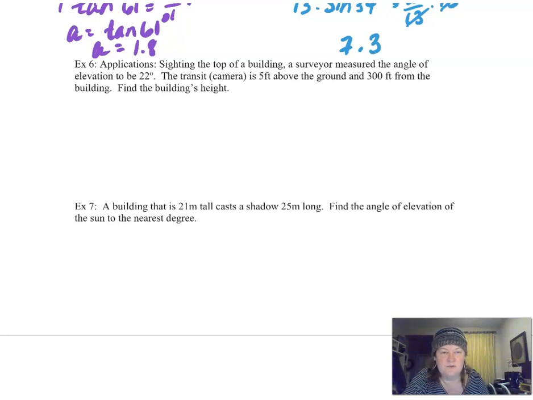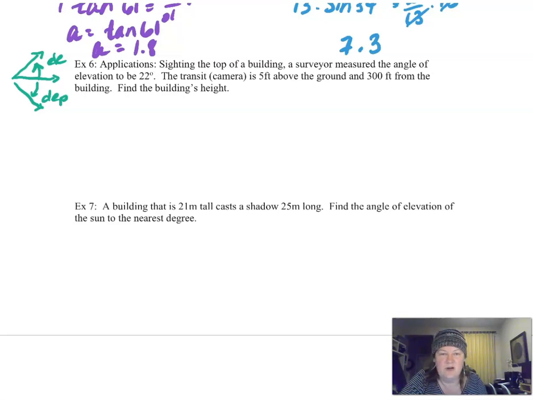A surveyor, that's a person who measures stuff, measured the angle of elevation to be 22. So remember, angle of elevation always starts from a horizontal, and if they say elevation, your other ray of your angle will be up, and if it says angle of depression, your angle would start at the horizontal and go down this way if it was a depression problem. So if they say angle of elevation, they're just saying from the horizontal up is 22 degrees.